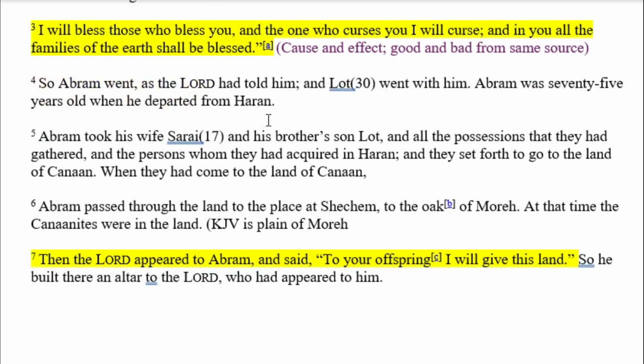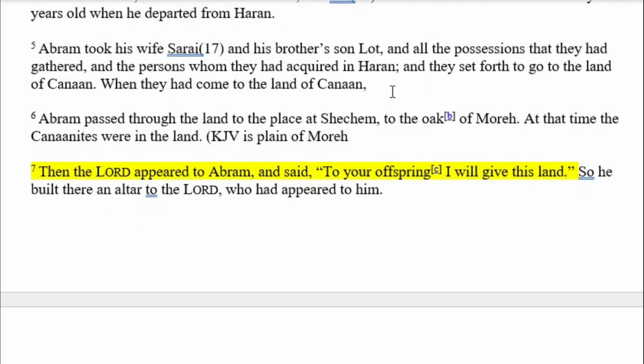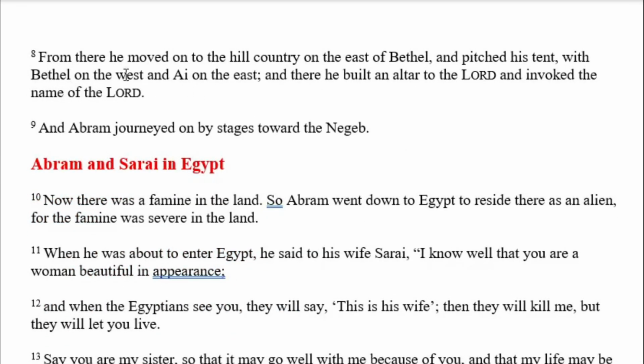And let's see, he departed from Haran, and he took his wife, and they went to the land of Canaan. And here we have, the Lord appeared to Abram and said, to your offspring I will give this land. So he built there an altar to the one who had appeared to him. Right here, from there he moved on to the hill country to the east of Bethel and pitched his tent, with Bethel on the west and Ai on the east. And there he built an altar to the Lord and invoked the name of the Lord.